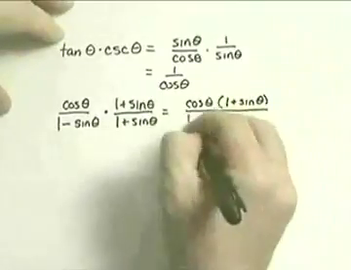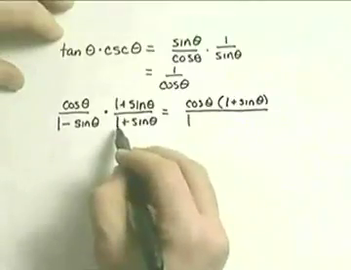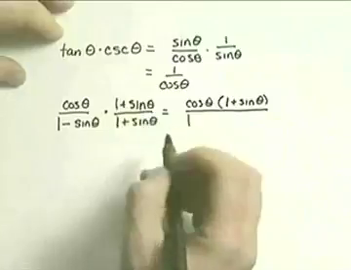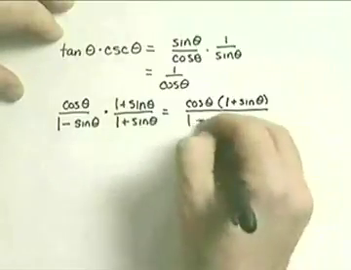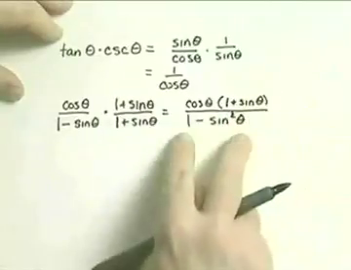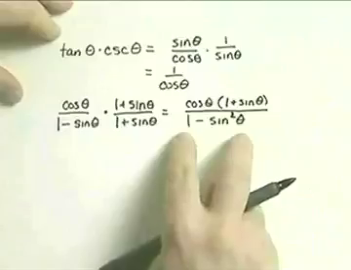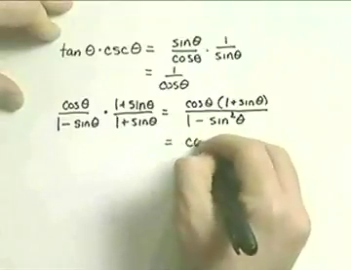1 times 1 is 1. Outer gives me plus sine theta. Inner minus sine theta. They cancel each other out. Negative sine theta times plus sine theta is minus sine squared of theta. Now you should recognize 1 minus sine squared of theta is equal to cosine squared of theta.